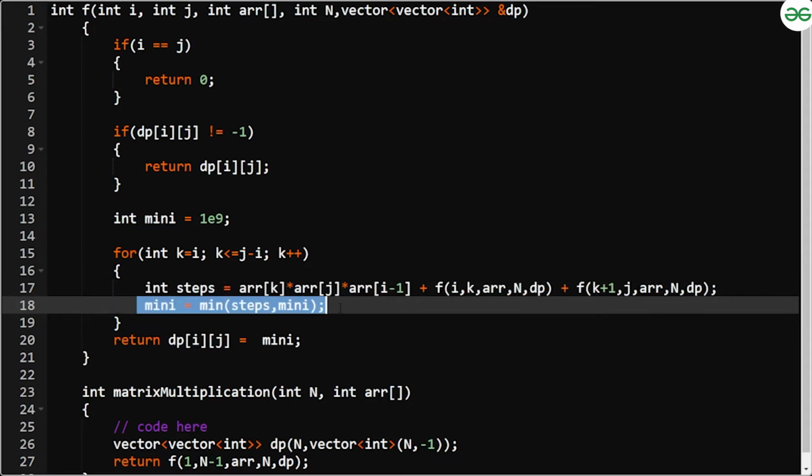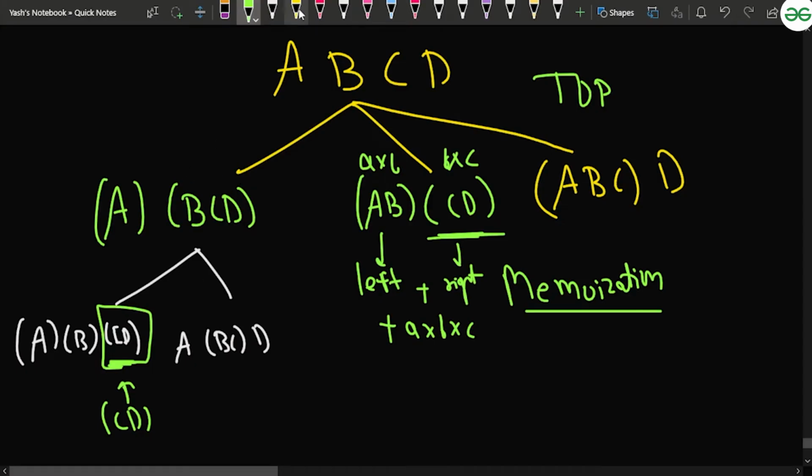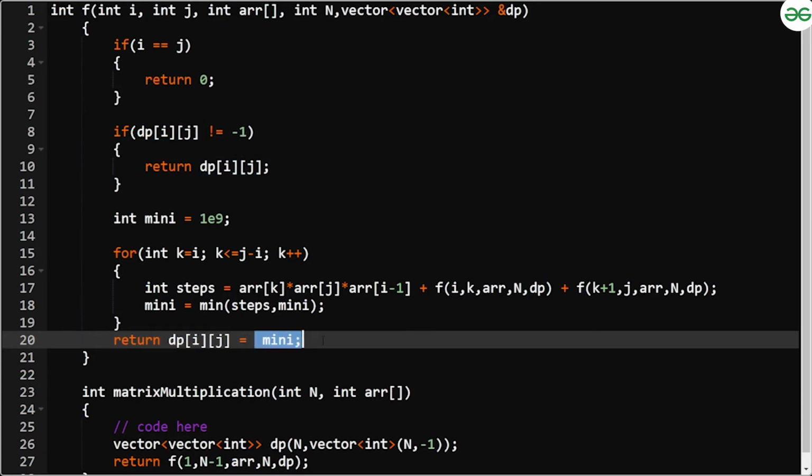Then if it is minimum, we'll store it. After we have done the computations for this particular state, we'll try to store the minimum, and for this DP of I, J we'll store the minimum. Okay, so that is how we'll be minimizing our number of operations at every step.